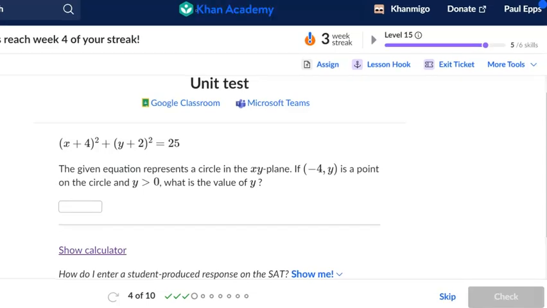All right. Well, so the equation of a circle is x minus k squared plus y minus h squared equals r squared. R is the radius. K and h are the x and y coordinates of the center. So in this case, the center of the circle is at negative 4, negative 2. All right.